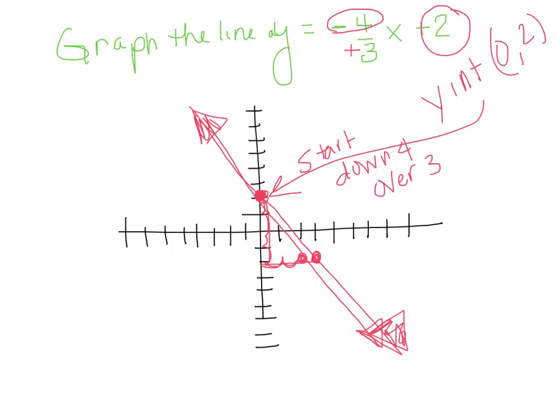Okay? So remember, start with your y-intercept and then go down and over. Also could have gone up and to the left, and that would have been saying the slope is 4 over negative 3, which is the same thing. It doesn't matter if I put the negative on the top or the bottom.